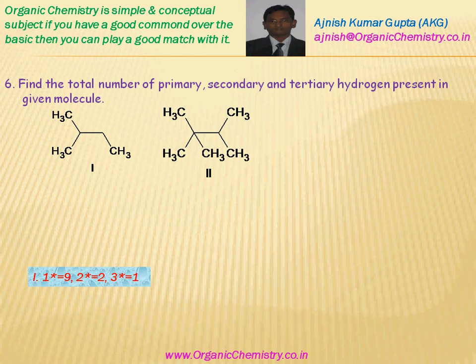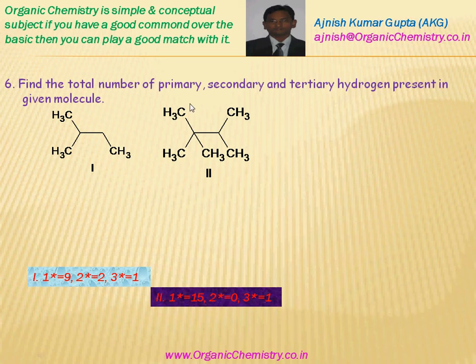For this molecule, primary hydrogen is 15 because this molecule has 5 primary carbon. This particular is tertiary carbon, 1 hydrogen, and the molecule does not have secondary carbon, so no secondary hydrogen is present in this molecule.